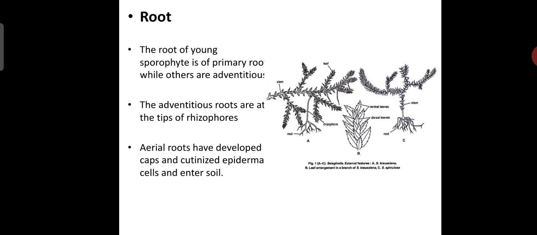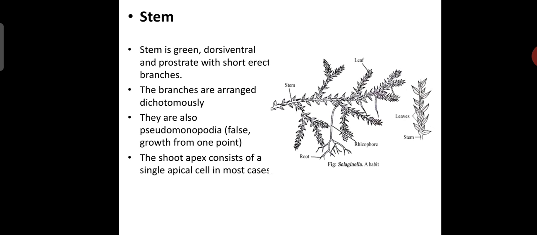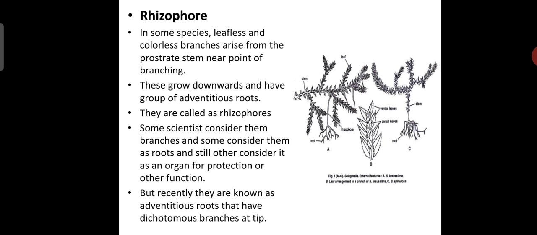Aerial roots have developed root caps, cutinized epidermal cells and a central stele. Next, stem. The stem is dorsiventral and prostrate with short erect branches. The branches are arranged dichotomously. They are also pseudomonopodial, that's a false growth from one point. The shoot apex consists of a single apical cell in most cases.